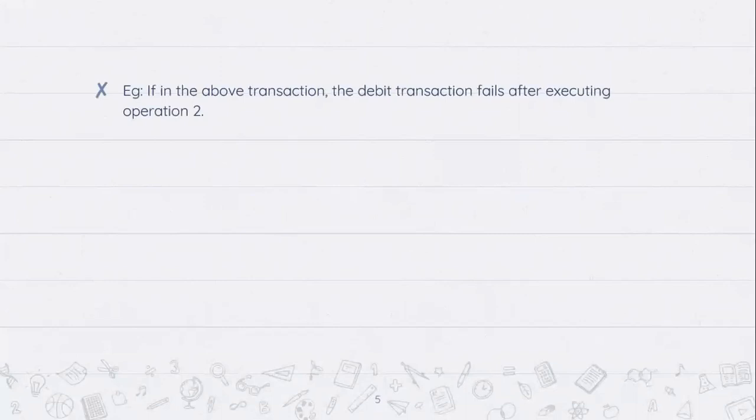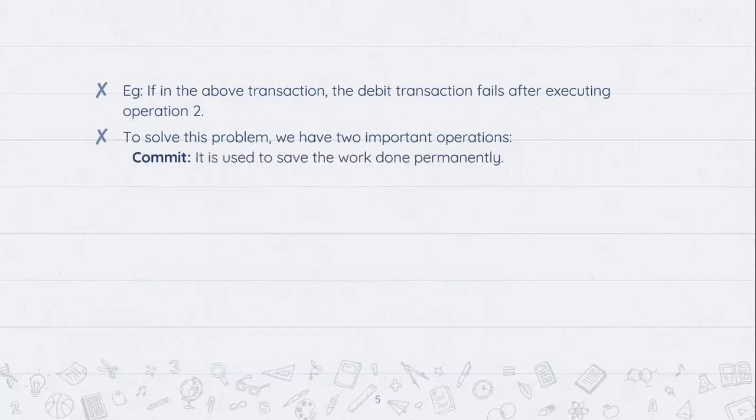So, let's take another example. If in the above transaction, the debit transaction fails after executing operation 2, to solve this problem, we have two important operations. Just think, the above transaction will be lost after operation number 2. That means after deducting 500, it will be stopped. To solve this problem, we have an important operation. The first one is commit. Commit is used to save the work done permanently.